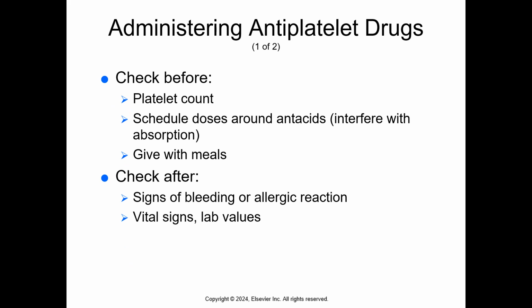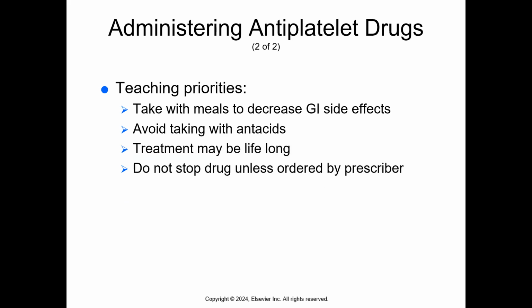Schedule doses around antacids because antacids interfere with absorption. So give an antiplatelet 2 hours after or 1 hour before an antacid. And give antiplatelets with meals because they can make somebody pretty nauseous. Monitor for signs of bleeding or allergic reaction. Monitor their vitals and their labs. So again, teach your patient to take them with meals to decrease that nausea or GI effect.